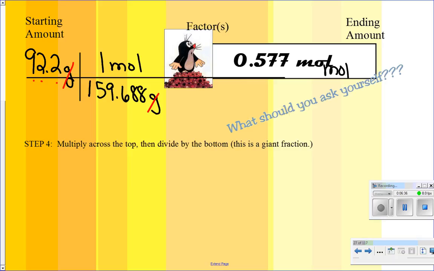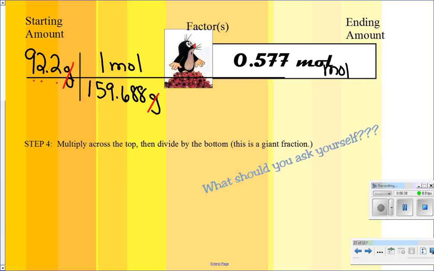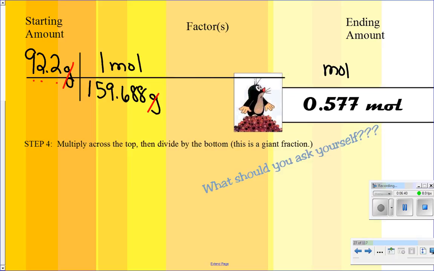I think it can be really important with these to kind of ask yourself if your answer makes sense. So 92.2 grams is definitely less than a mole. A full mole would be 160 grams almost. So this should be a little bit more than half a mole. This does make sense.